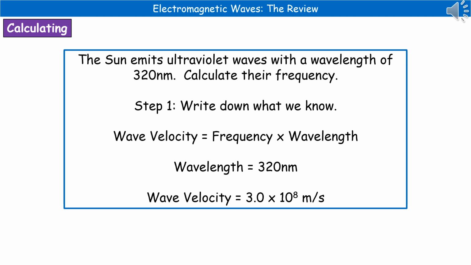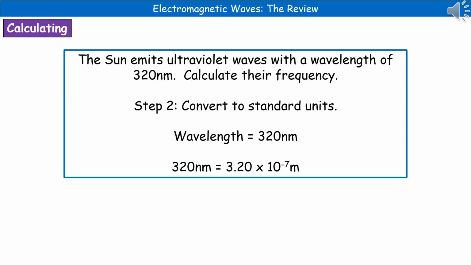So the kind of question they could give you is here. The sun emits ultraviolet waves with a wavelength of 320 nanometers. Calculate their frequency. So they're expecting you to know the wave velocity of an EM wave and to know the wave velocity equation. So the first thing you're going to do with that is write down what you know. Write down your equation that hopefully you've already learnt, write down the wavelength they've given us there of 320 nanometers, and write down the wave velocity, which hopefully you've retained as 3.0 times 10 to the power 8 meters per second.